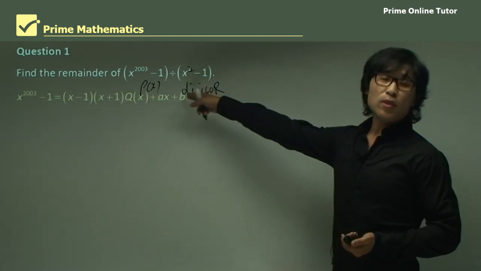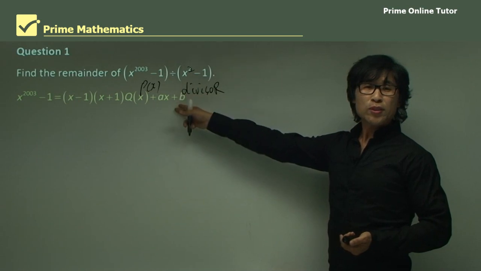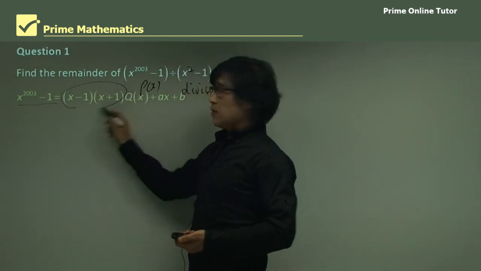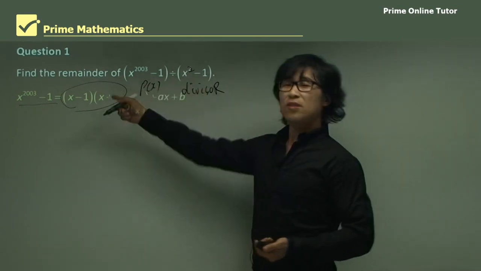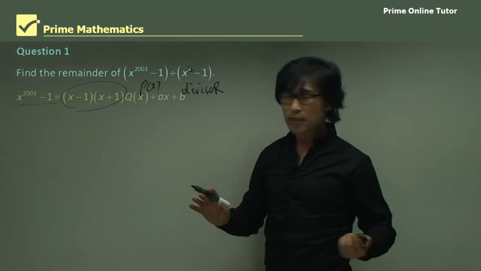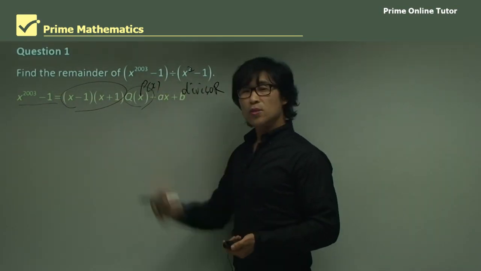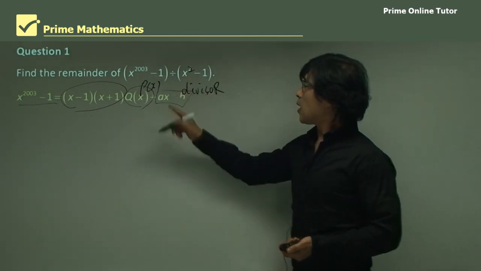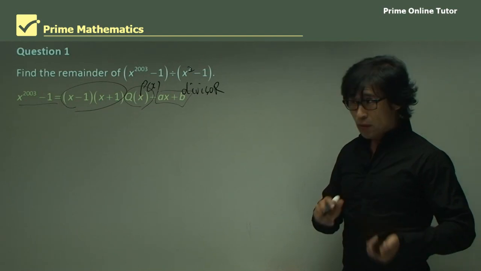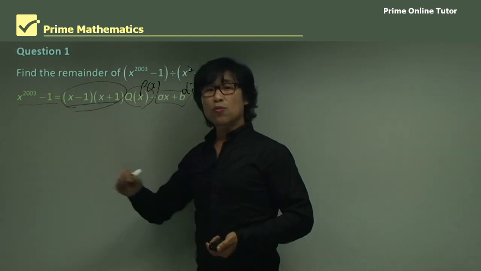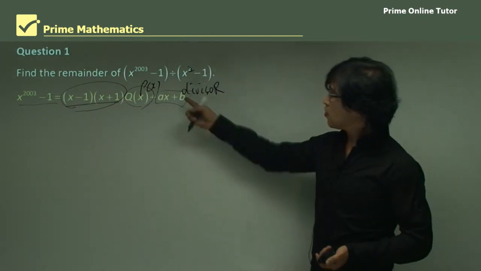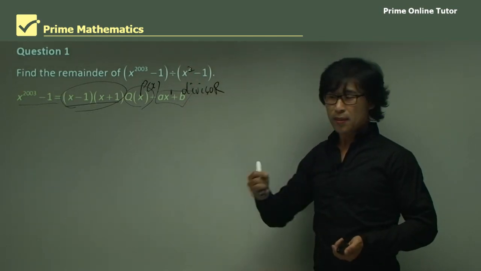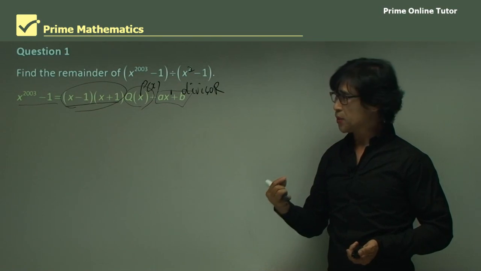Okay, this will be your first step after the question. So Px is the divisor. Well, we just factorize it, make it nice and easy. And the quotient, we don't know what the quotient will be. And the remainder, how do you know it's ax plus b? Because the divisor is quadratic, it's a power of 2. Therefore, the remainder must be a power of 1. Okay, so that's the critical part of the question.